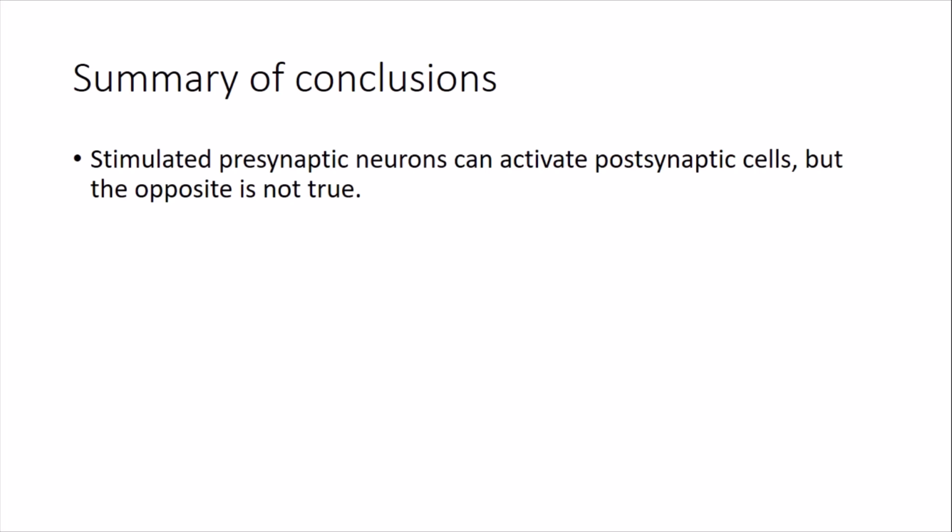Summary of the conclusions that we got out of these experiments. First of all, the stimulated presynaptic neurons can activate the postsynaptic cells. This is in the first experiment. But the opposite is not true. The post cannot activate the pre. Okay? Next, calcium ions must be in the medium. Without them, the previous step or the stimulation of the presynaptic neuron is useless.